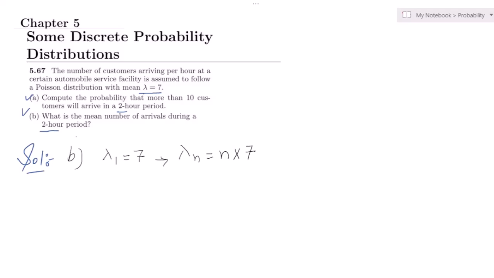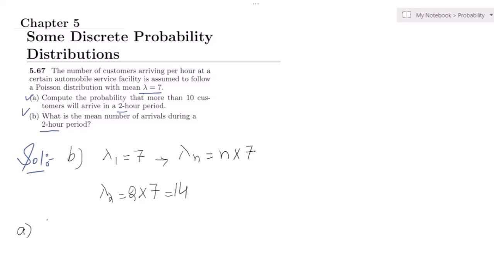Therefore now for a 2-hour period it would be what? It would be lambda 2 equal to, the value of n is now 2, so it will be 2 multiplied by 7, so it would be 14. Okay, so the average number for 2 hours is now 14. So now on the basis of this we can solve part A of our question.